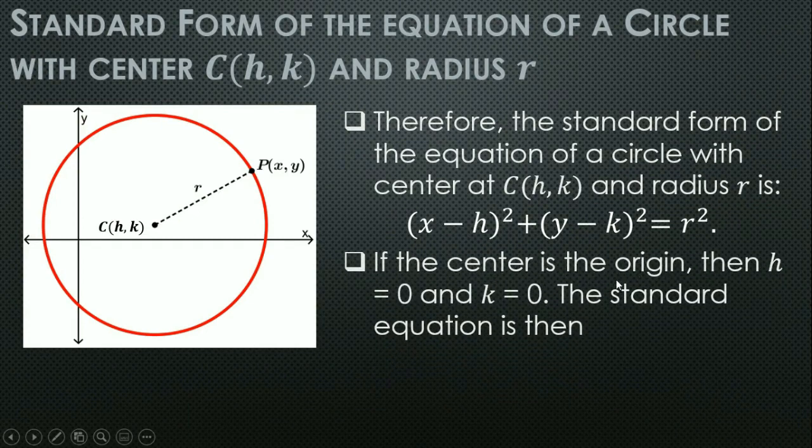If the center is at the origin, kapag nasa origin naman yung center, then h will be equal to 0 and k will also be equal to 0. The standard equation is then x squared plus y squared is equal to r squared. Okay?